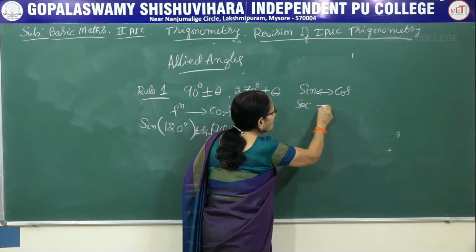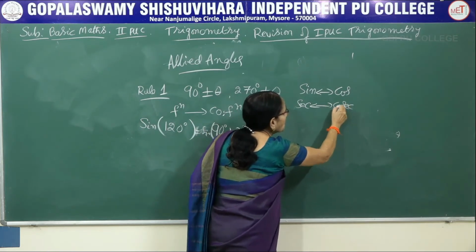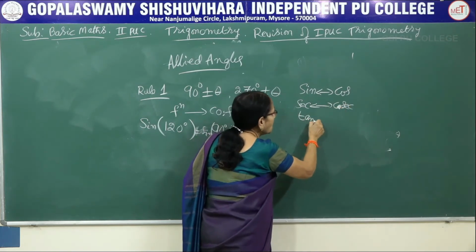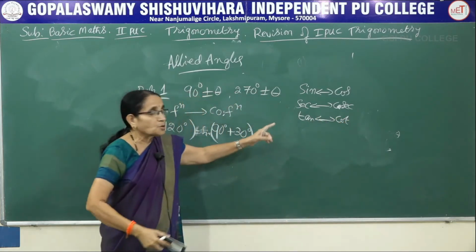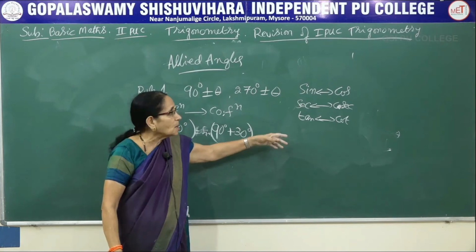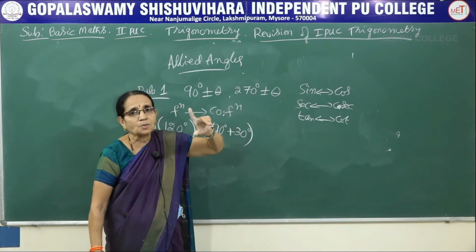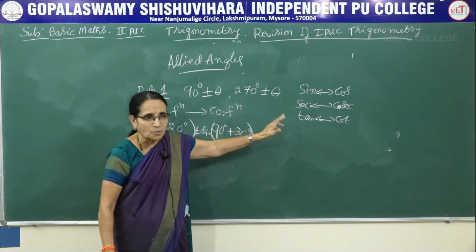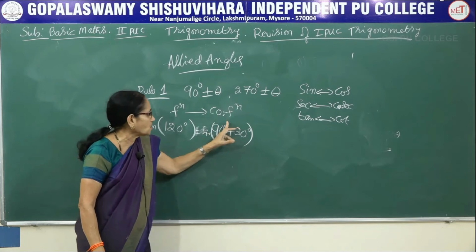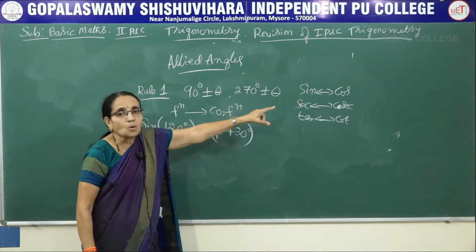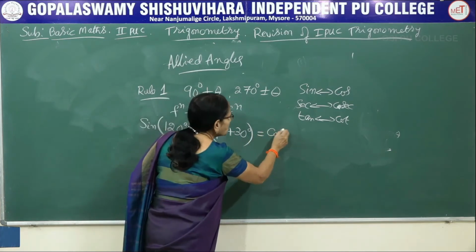Similarly, secant and cosecant are the other pair of cofunctions, and tan and cot are the third pair of cofunctions. Of course, tan and cot are reciprocal ratios as well as cofunctions. So don't get confused. Reciprocal ratios are different and cofunctions are different here. So function would be changed over to cofunction. For sine, what is a cofunction? Cosine. So I have to write cos here.